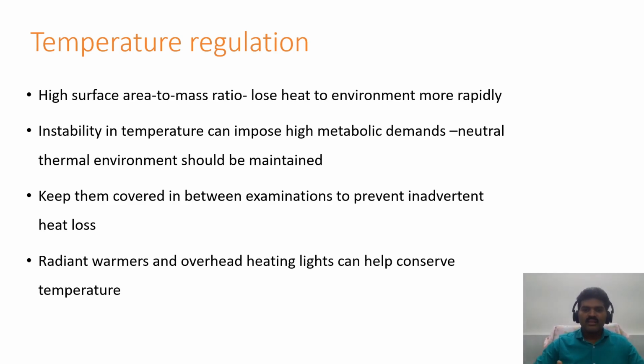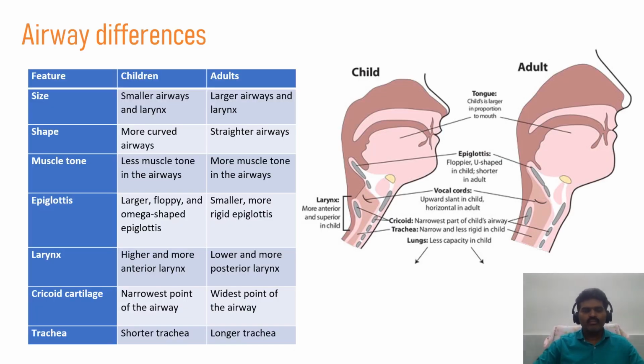Coming to the airway differences, children have smaller airways and the larynx is also small. Adults have larger airways and the larynx is very big. You can see the differences in the pictures. The larynx is small in children, in adults the larynx is big. The shape of the airway is more curved in pediatrics. It is more straight in adults.